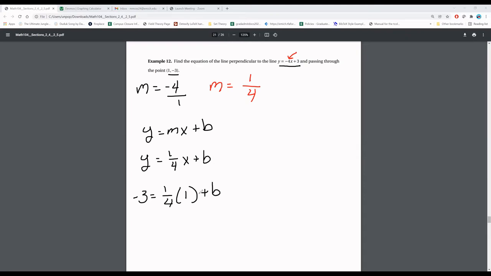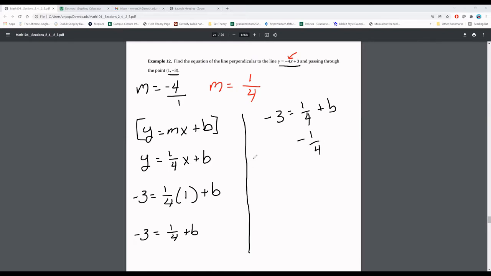Now I can solve for b. If I wasn't given the y-intercept, and you prefer the old y equals mx plus b form, we can just solve for b. This is negative 3 equals 1 over 4 plus b. And I will simply solve that by subtracting 1 over 4 from each side.